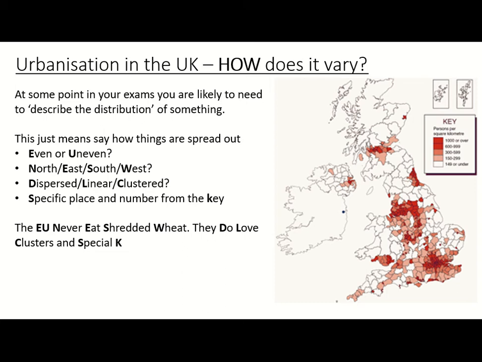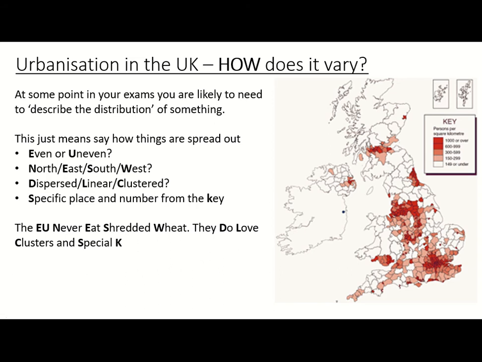Now, if you're into mnemonics to help you remember stuff, you can use this one to help you describe the distribution if you struggle. I'm not suggesting you do, but it might help someone who really struggles with this. The EU never eat shredded wheat. They do love clusters and Special K, and hopefully you can see where those letters have been put into the mnemonic. I'll be honest, I'm not sure this is going to have much uptake, but if you struggle to remember these ways of describing distributions, this might help you, okay? So I'll just put it out there anyway.